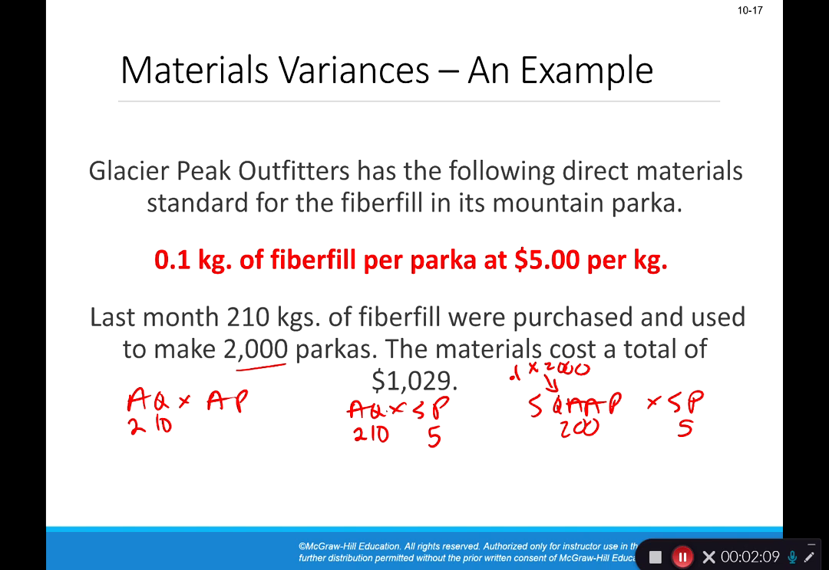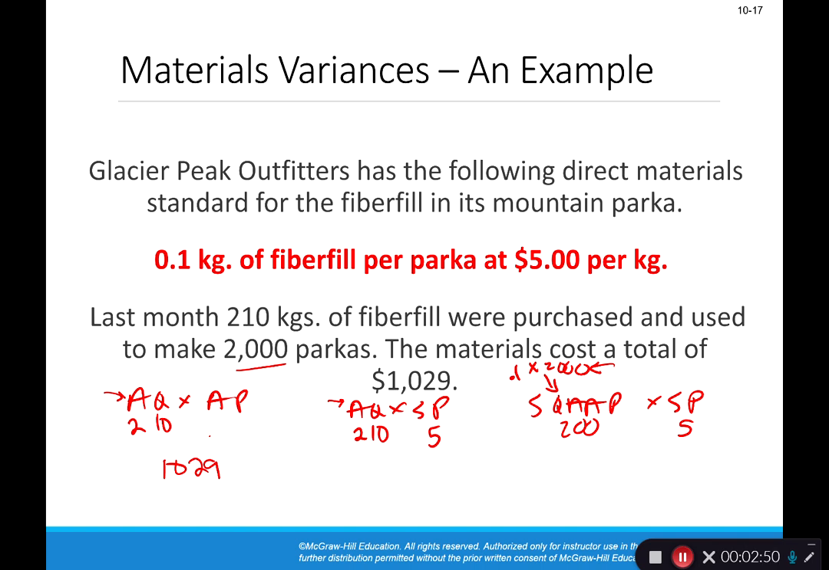Now, one thing that students mess up on is they see, oh, we made 2,000 parkas, and they put that in for actual quantity. The actual quantity that we're inputting here is the actual quantity of materials, because we're doing the materials variances right now. It's not the actual quantity of final product. The actual quantity of final product is used only to arrive at our SQ. It's not the actual quantity numbers here, because these relate to materials. And the actual quantity of fiber fill, which is the material we're talking about, was 210 kilograms. Then it told us that the total cost was $1,029, so that would be the total of column 1.